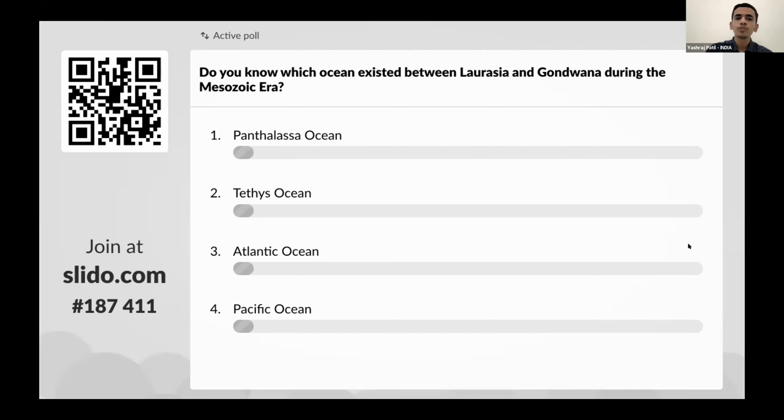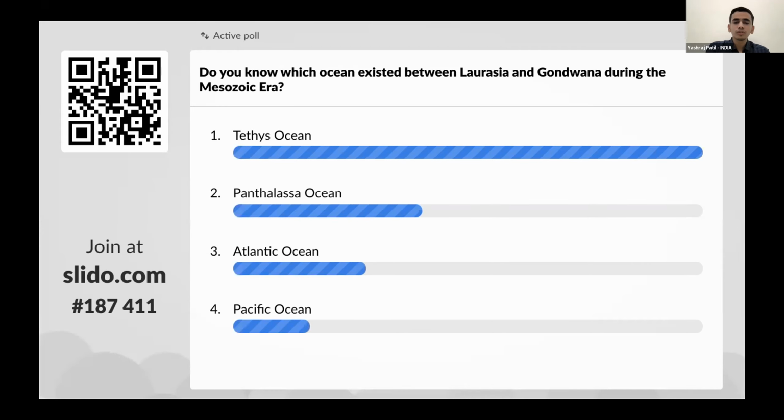And now moving towards the actual formation history. Before that, I would like to know about the ocean that disappeared during the collision of the Indian plate and the Eurasian plate. You must rank the options: the first rank will be your most accurate guess, and the fourth ranking will be your least accurate guess. So you may again visit the active poll and rank it in your guess manner. The first one will be your closest guess to this ocean, and the fourth will be your least likely guess.